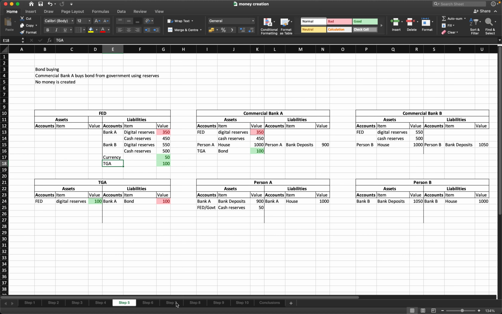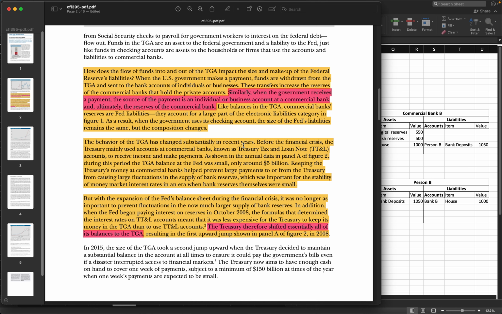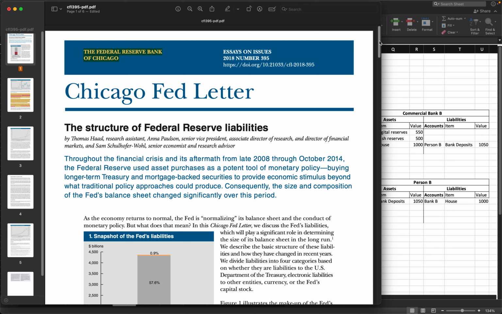For this, I want to refer to a paper I found. As you can see here, you can feel free to pause the screen and read the pink highlighted lines. The paper is created by the Chicago Fed.